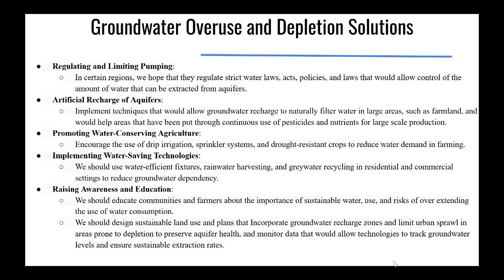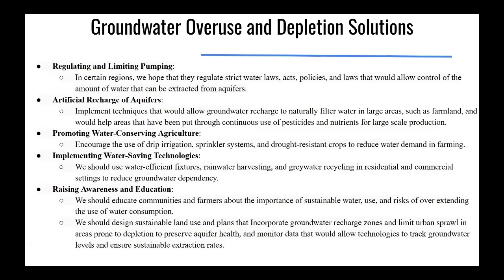Some of the groundwater overuse and depletion solutions. A few things that we can do are regulating and limiting pumping. In certain regions, we hope that they regulate strict water laws, acts, and policies that would allow control of the amount of water that can be extracted from aquifers.